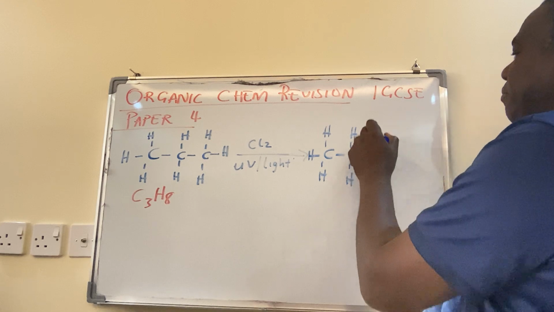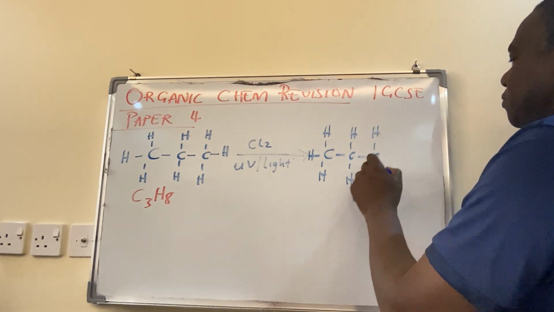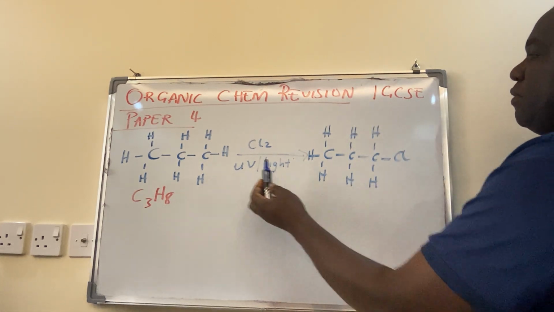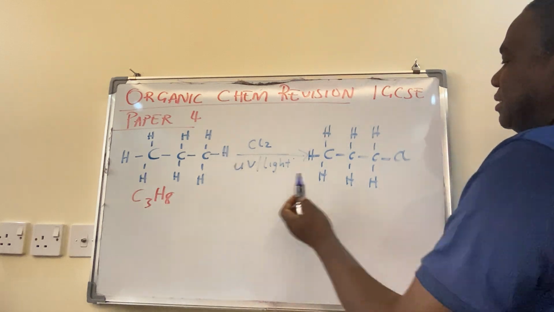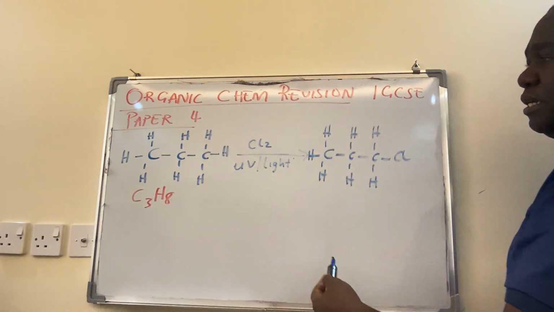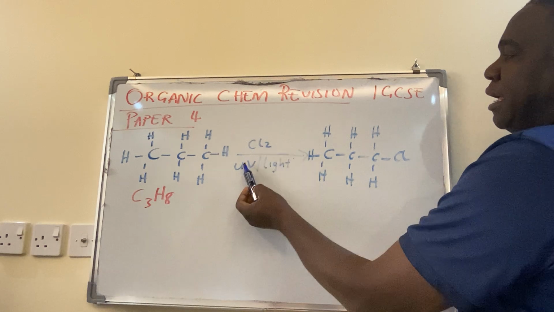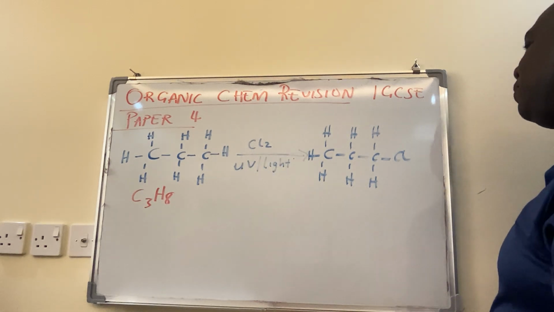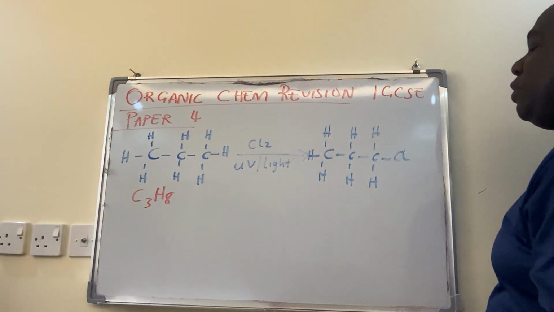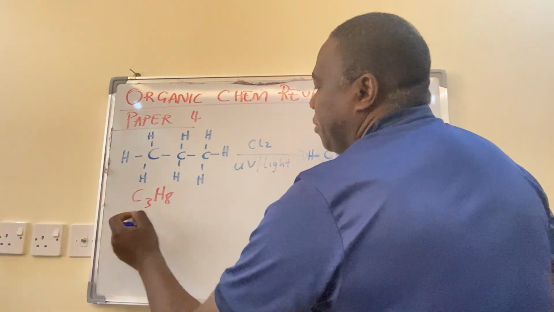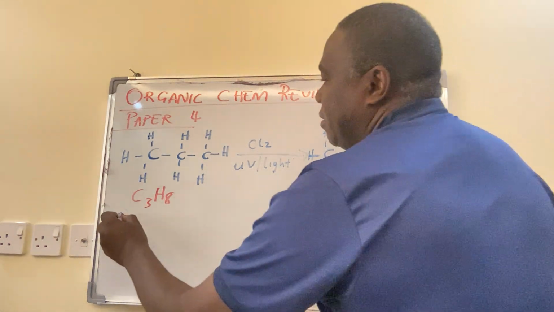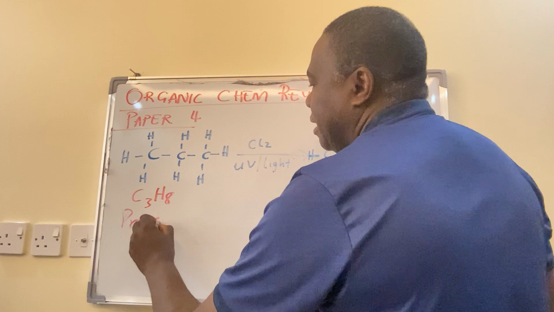So we are going to come up with a compound which could behave in this structure, okay? You can see the hydrogen was substituted by chlorine. So it's a substitution reaction, but we need chlorine and we also need UV. So that's why we call it free radical substitution. So this one is called propane, okay? This compound, we call it propane, all right?